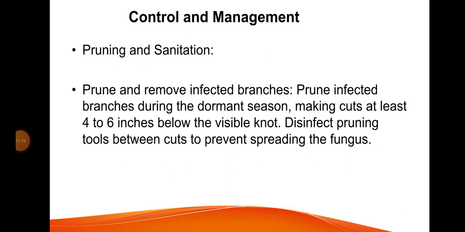Control and management of black knot: pruning and sanitation. Prune and remove infected branches. Prune infected branches during the dormant season, making cuts at least 4 to 6 inches below the visible knot. Disinfect pruning tools between cuts to prevent spreading the fungus.